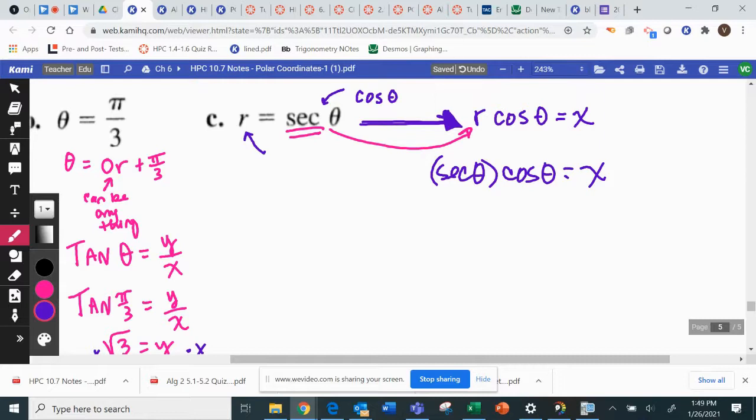And what's secant times cosine? We're going to say 1. So that is how they have the graph of x equals 1. They had to play around with that and use a trig identity. Okay. Now that's the notes that we had.